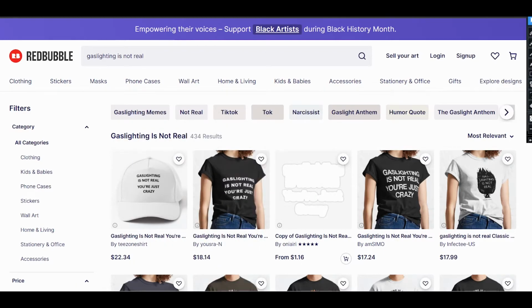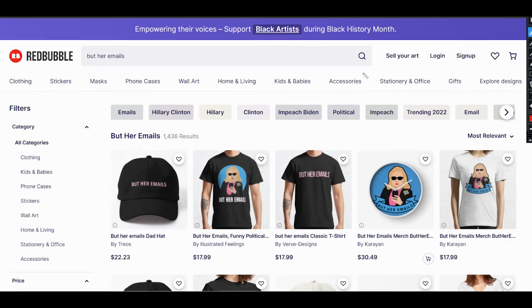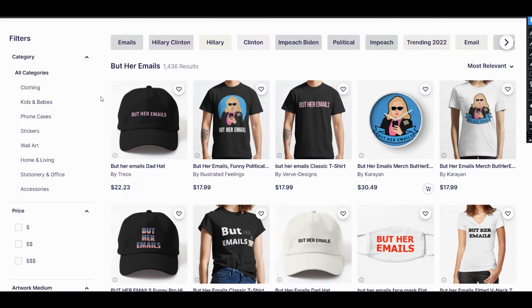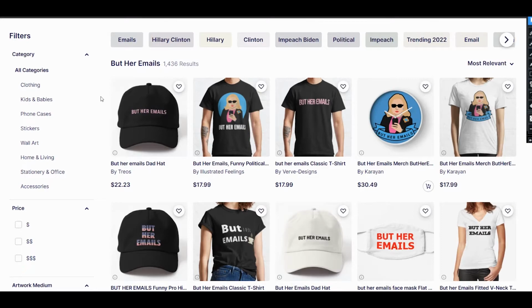Okay, let's go to the next design idea, and it is a trending design. It is a political design with the search phrase but her emails. It is a trending design, but I think that this trend will be available not for a couple of weeks but for months and months.